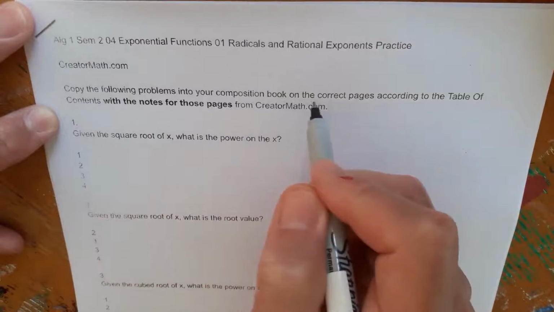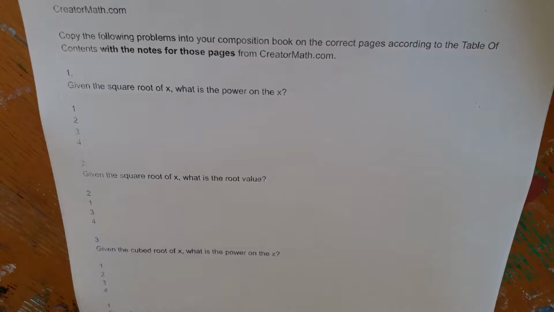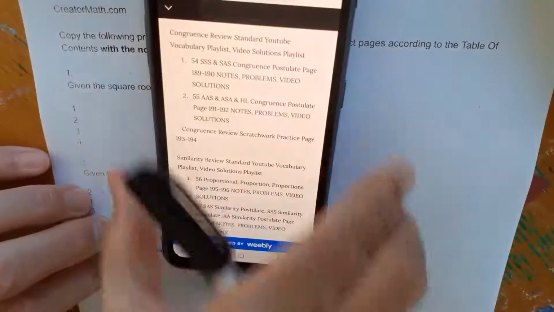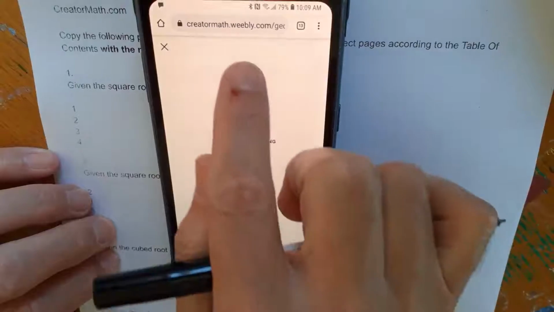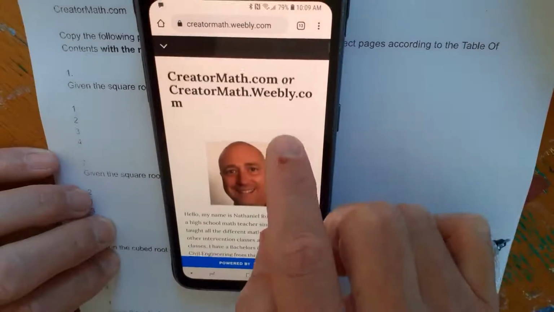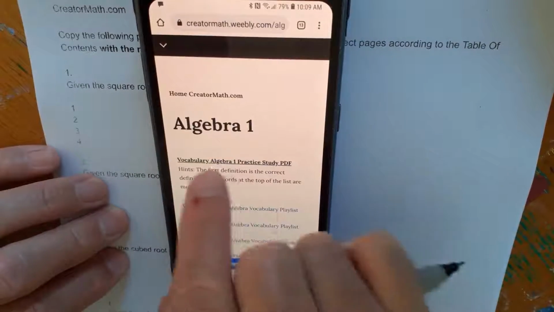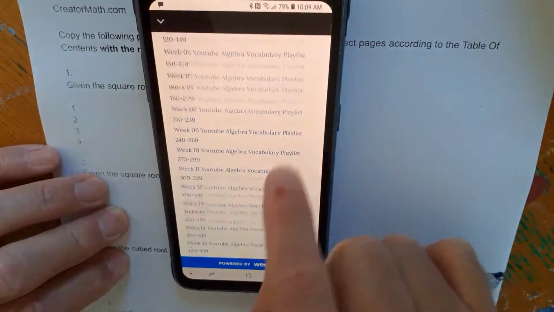Copy the following problems into your composition book on the correct pages according to the table of contents with the notes for those pages from creatormath.com. creatormath.weebly.com. Here's what the website looks like from the home page. Click Algebra 1 to go to all the lessons and the video lessons, and this is the vocab for it. Pass by the vocab. You're going to need this PDF to do all the vocab assignments, by the way.